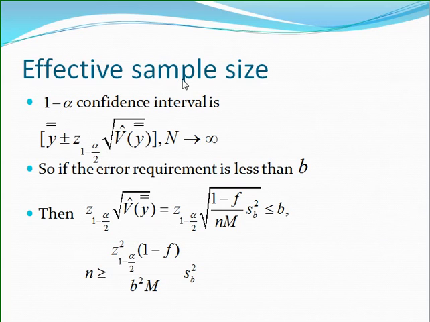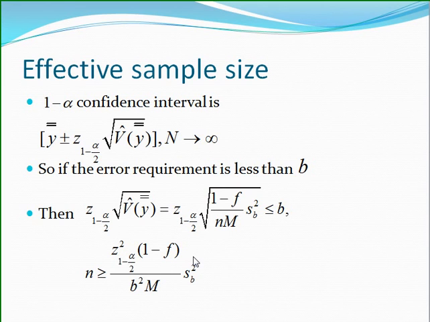Then how many clusters should we choose in this sampling method? The 1 minus alpha confidence interval is this, which is actually the same as SRS. And so putting them all in, we can get the sample size should be this. And you can see, according to this, it is mostly decided by S_b square. That means S_b square is very important for this kind of sampling method.